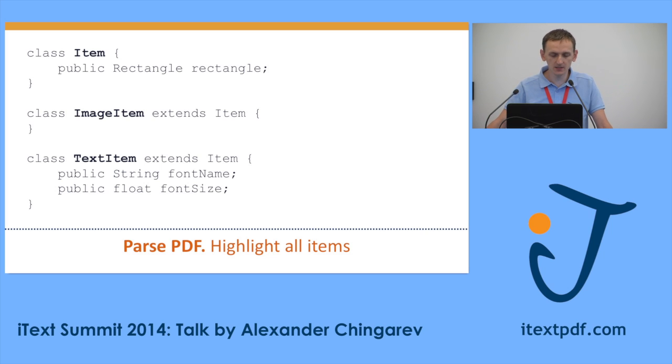This is how our own class item looks. This is simply a rectangle, a bounding box of the extracted item, and additionally, a text item contains font name and font size.